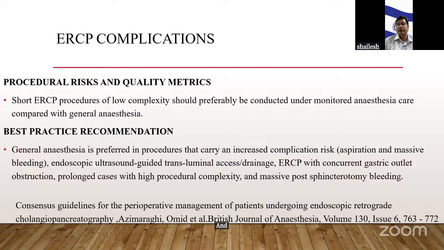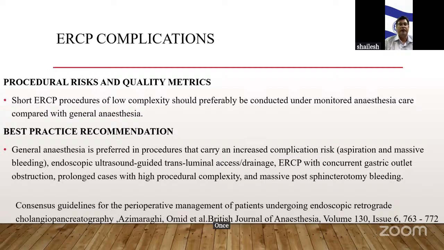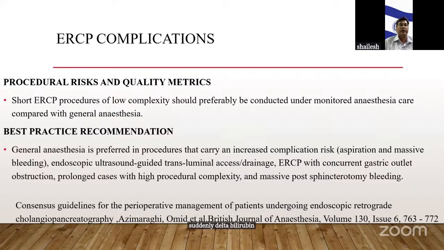You asked about the question of delta bilirubin. So what is happening with delta bilirubin? When there is obstruction, conjugated bilirubin is in the hepatobiliary tract only. Once there is decompression, it will come down and get absorbed, and it will bind to the albumin. When bilirubin binds to the albumin, suddenly the delta bilirubin amount will increase. So you will get an increase in delta bilirubin after decompression, that is a sign of correct decompression.